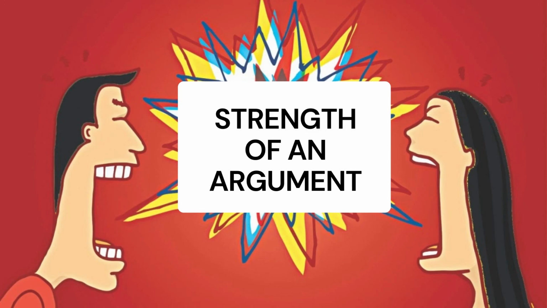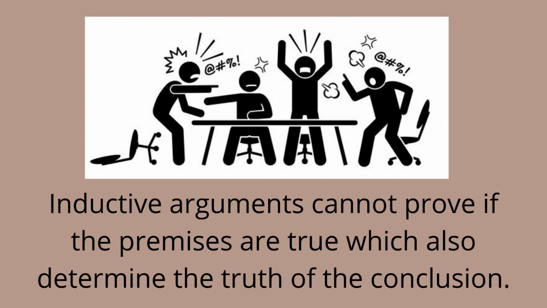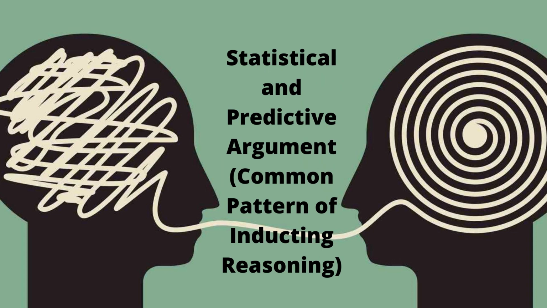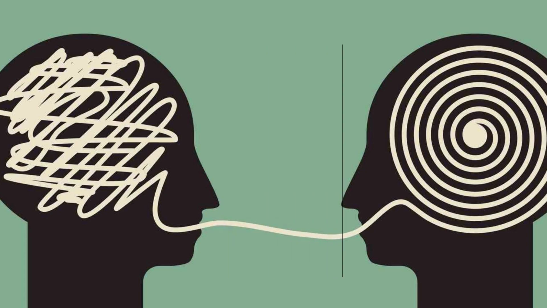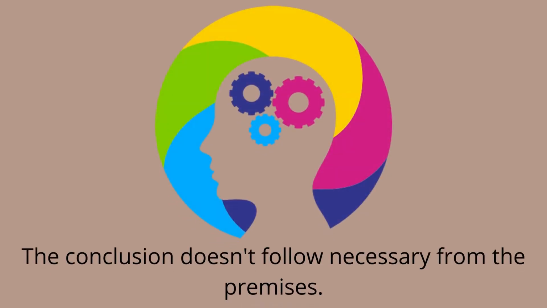As for the strength of an argument, inductive arguments cannot prove if the premises are true, which also determine the truth of the conclusion. Now, let's discuss the statistical and predictive argument, which are the common patterns of inductive reasoning. It is stated that the conclusion doesn't follow necessarily from the premises.